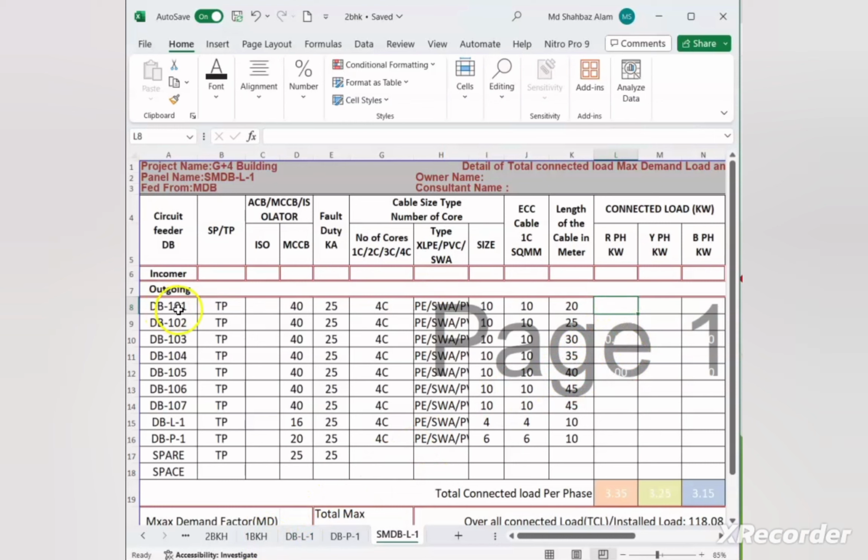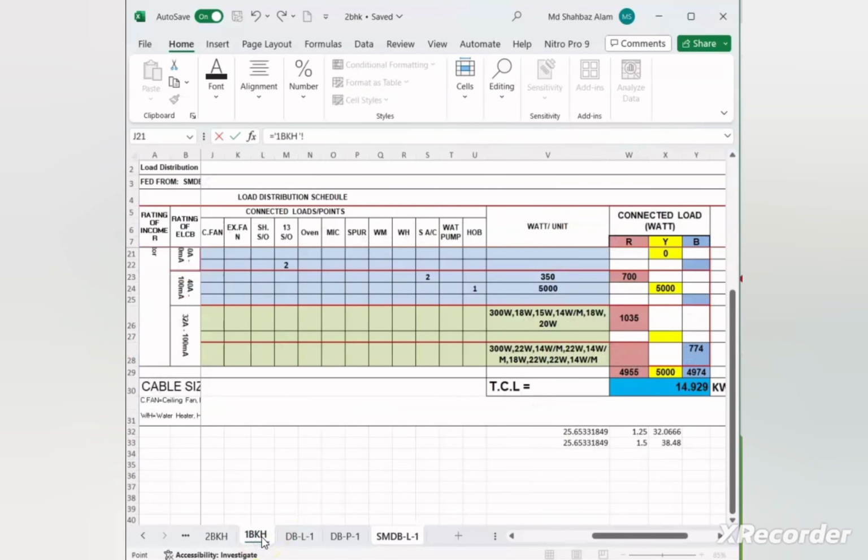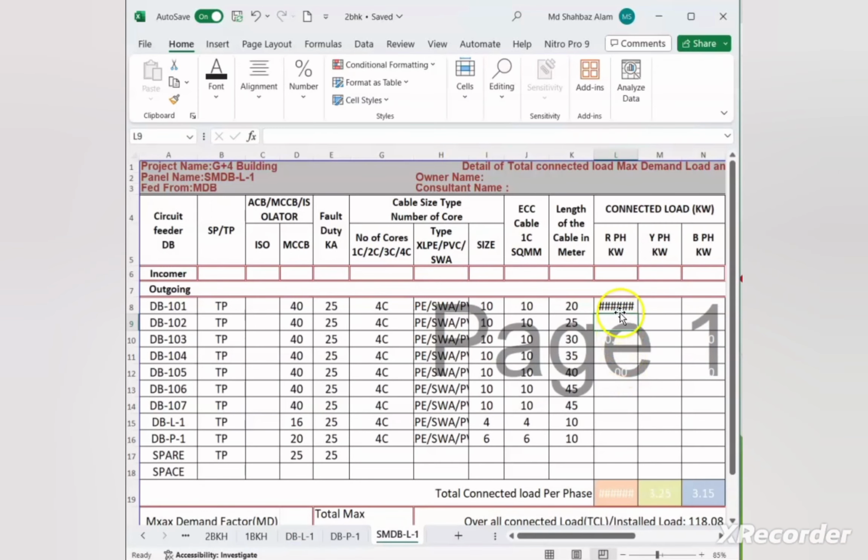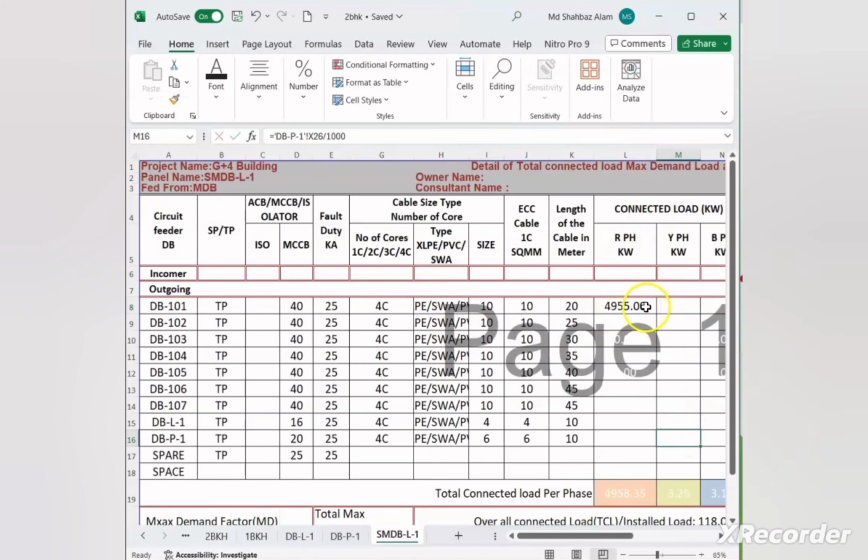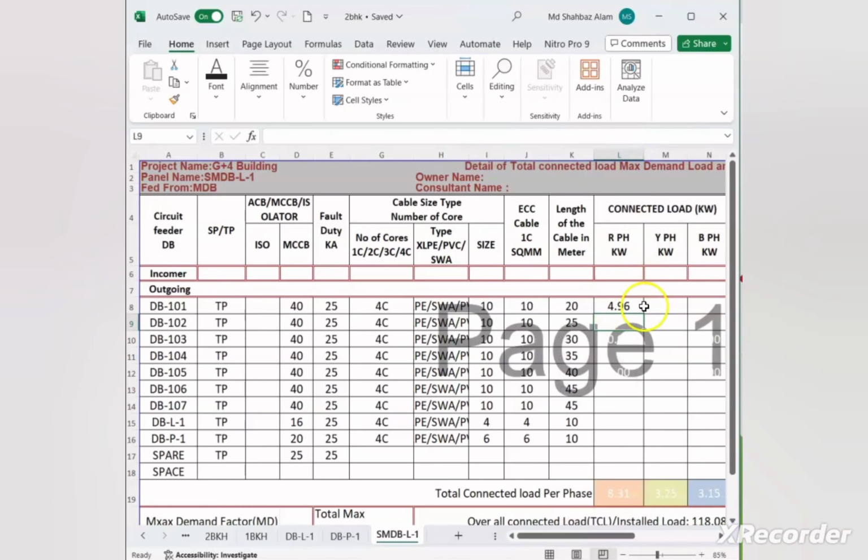So here you can see DB101, we will write equal, and I will go to the first 1 BHK SMDB and select the R phase load and press enter. So here the value came, and it is 4,955. But here I need this load in kilowatts. So I will divide it by 1000. I will get the value as 4.96.